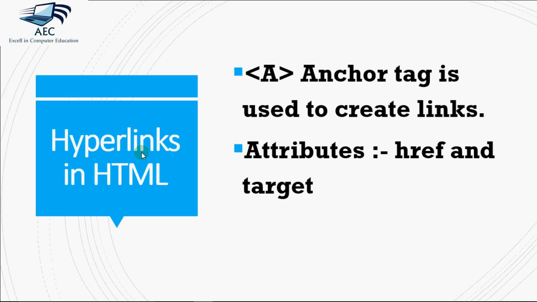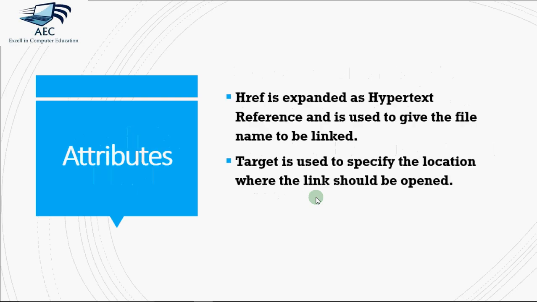The tag used to create hyperlinks is the anchor tag, that is a tag, which is used to create a link. The two main attributes we use with it are href and target. So href stands for hypertext reference. That means we need to specify the name of the file with which we want to link our text. And target is the place where the link should open. By default, it opens in the same window where your current page is being displayed. If you want some other location, we can specify it with the target attribute.